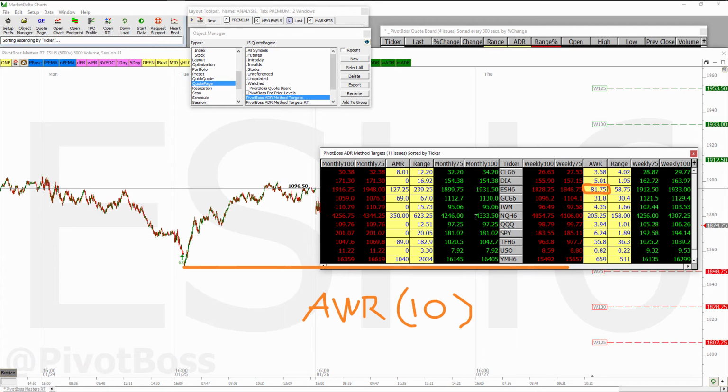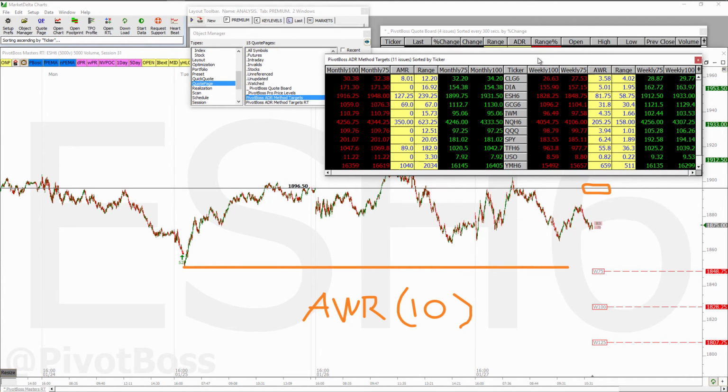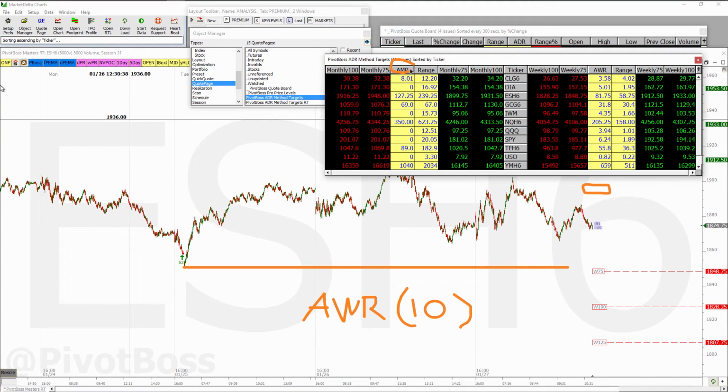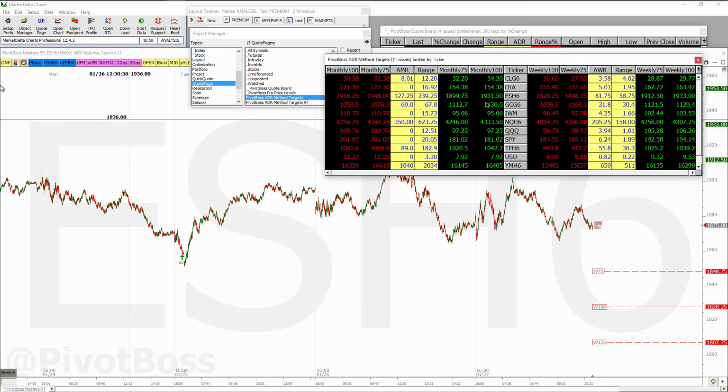So this is my ADR method, swing or EOD target quote board. These are the average monthly range, the current monthly range, the average weekly range, the current weekly range, and then these are the targets above and below, primary and secondary only.